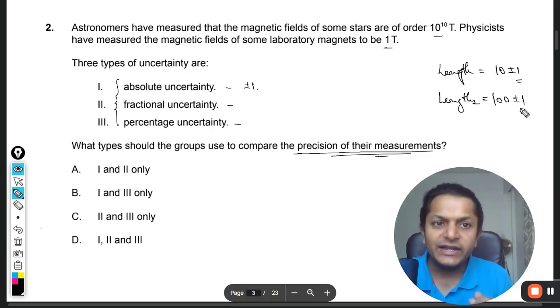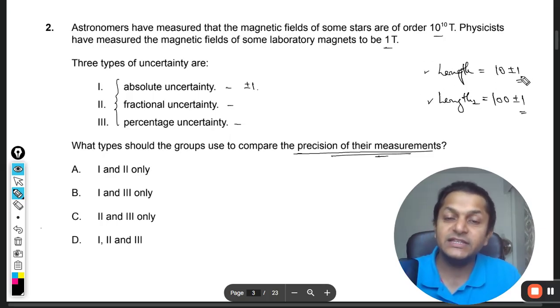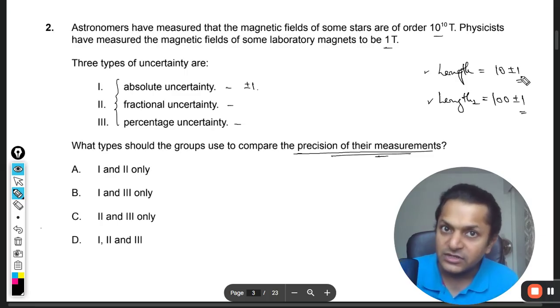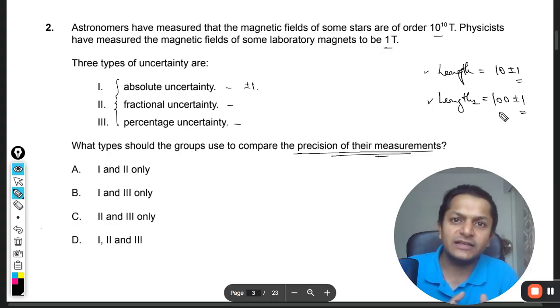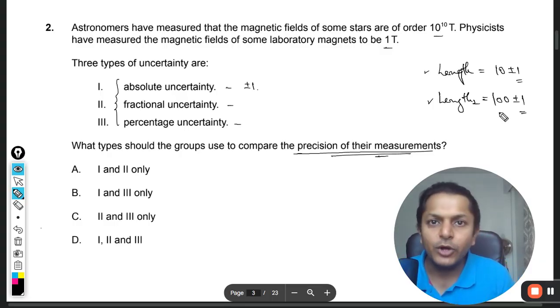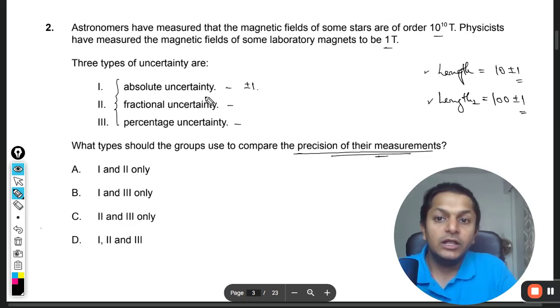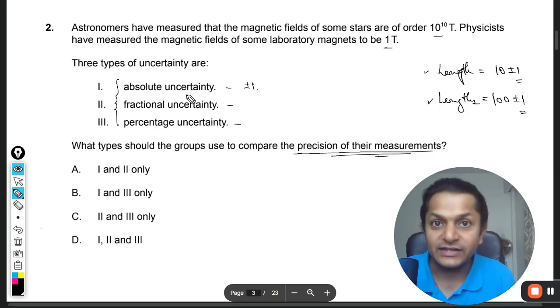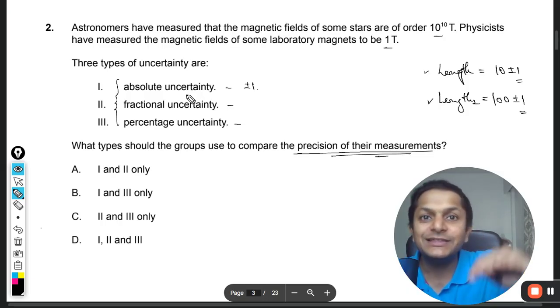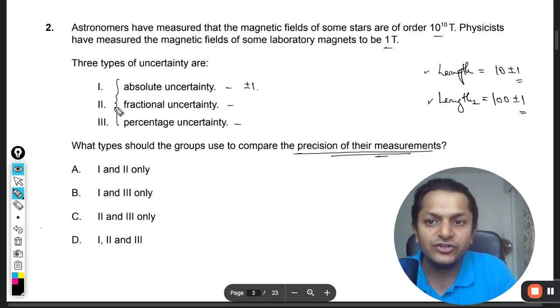Clear? But clearly we can say that this measurement is far better than this measurement. Why? Because this is the error of 1 meter for the length of 10 meters, and this is 1 meter for the length of 100 meters, which becomes a genuine case. So that's not a problem, I would say. So absolute uncertainty is not doing justice for these two things, isn't it? So we have to create another type of uncertainty, which is fractional uncertainty.